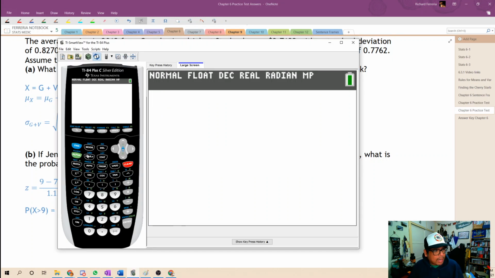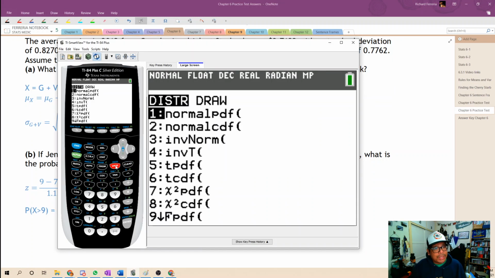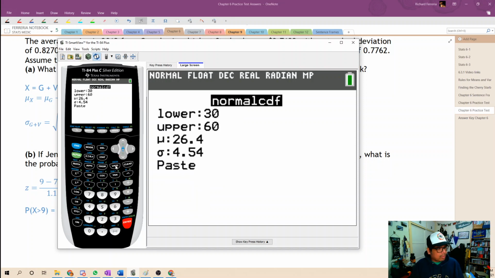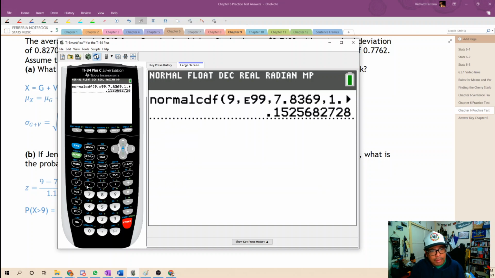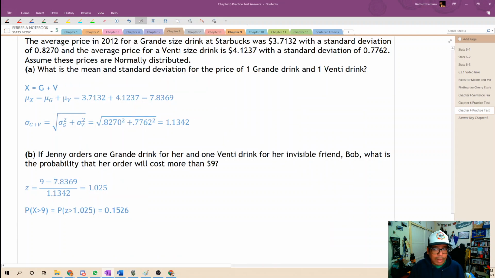Grab our calculator and go to the normal CDF screen. And we'll put in our values. So we want to know greater than $9, and we just need to put a large number here. I'm going to use the largest number in the calculator, which is E99. The mean is 7.8369. The standard deviation is 1.1342. We'll paste that in there and get a probability of 0.1526, and we'll write that in.